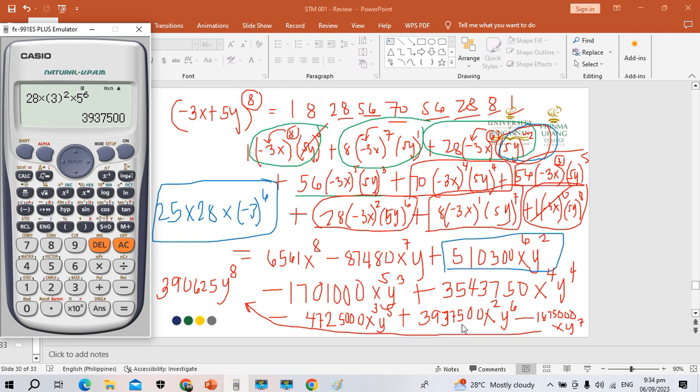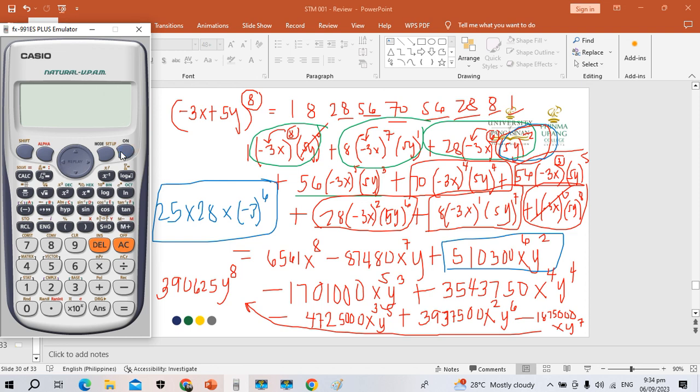Second to the last ba to? Hindi naman ah. So, 28, may 8 pa pala. May 8 pa. Try natin yung 8. Yung 8 naman, 8 times 3 raised to 1. This is 1, then 5 raised to 7. Ang sagot natin is 1,875,000. So, tama din yung sagot ninyo.